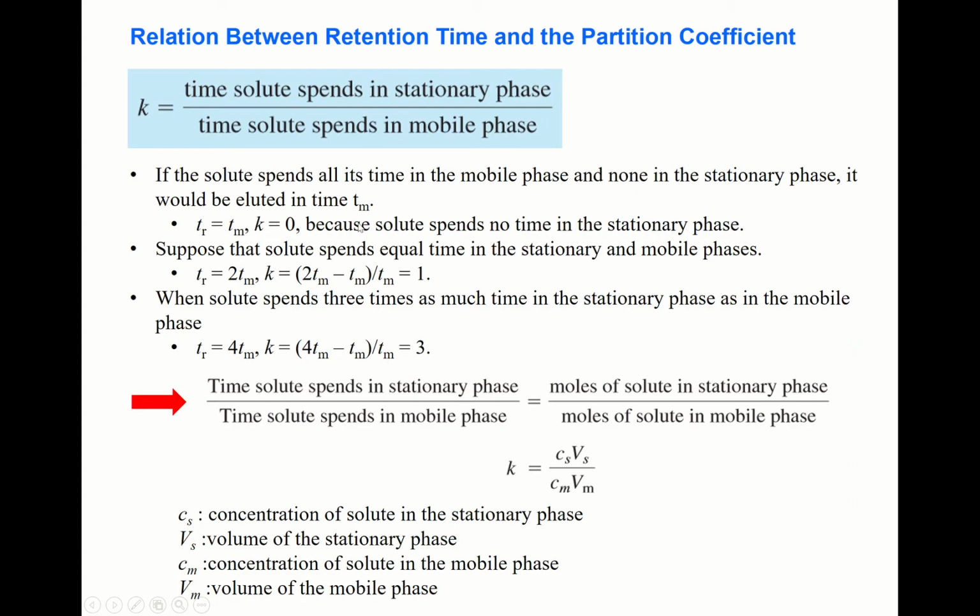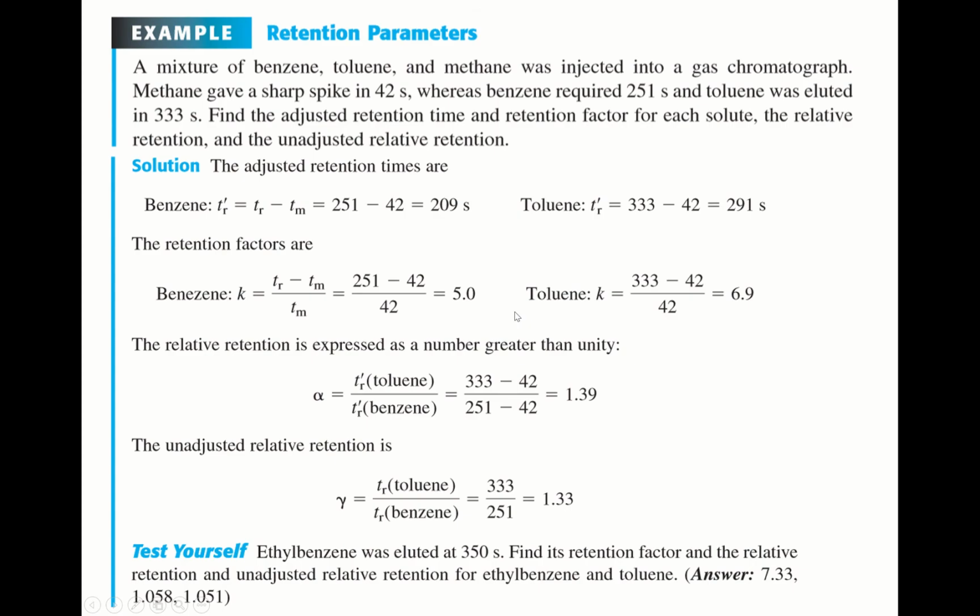In this case tr equals tm and the k factor is 0, because the solute spends no time in the stationary phase. No time, it doesn't have any interaction. All right, tr equals tm and k equals 0. Here you use this equation: tr equals tm and so k equals 0.